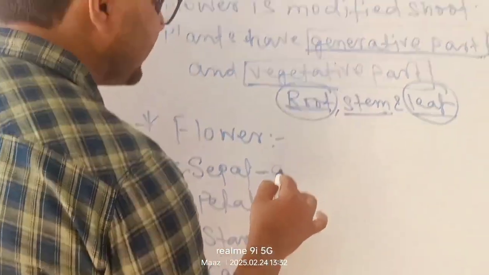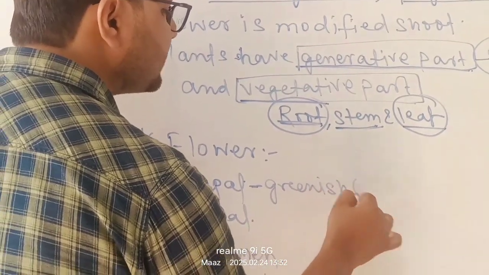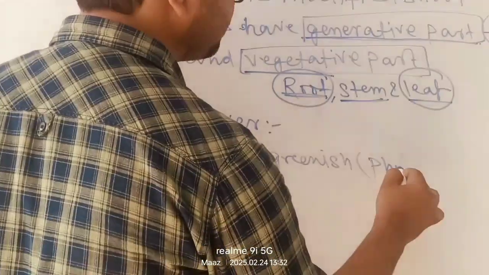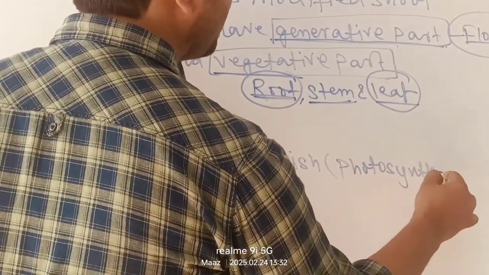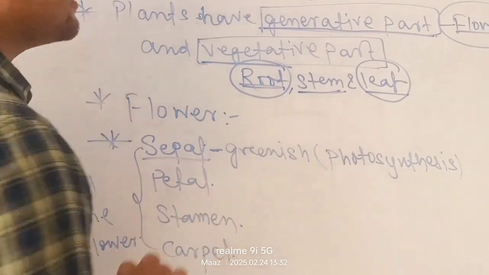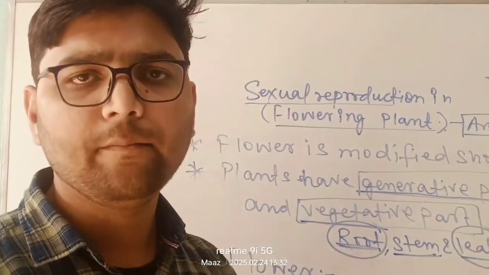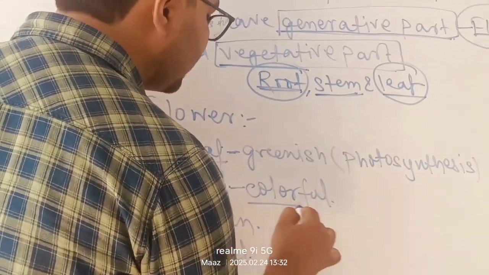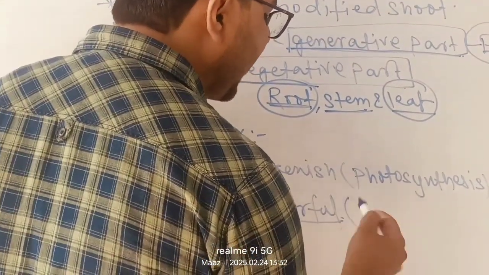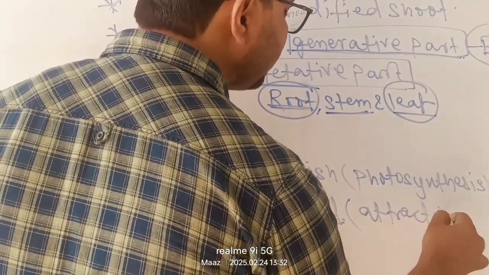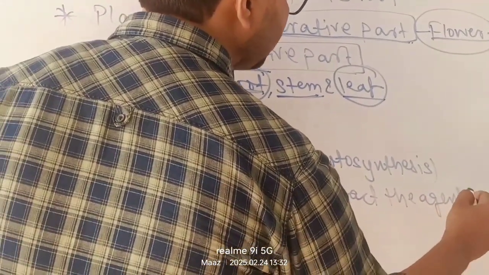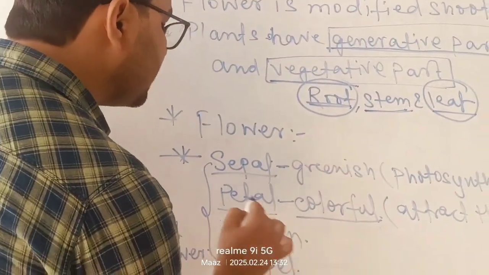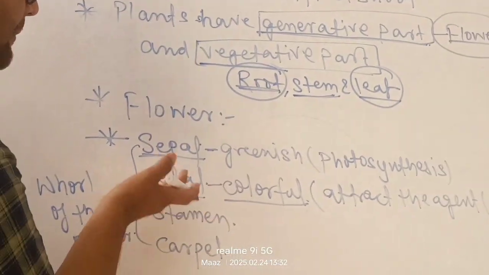The sepal is greenish because of the chlorophyll. This chlorophyll helps in photosynthesis, and we can also say the sepals protect the plant or the floral organ. Now the petal is colorful because it attracts the agent, such as an insect. The petals are colorful, the sepals are greenish and are lower than the petals, and the petals are above.